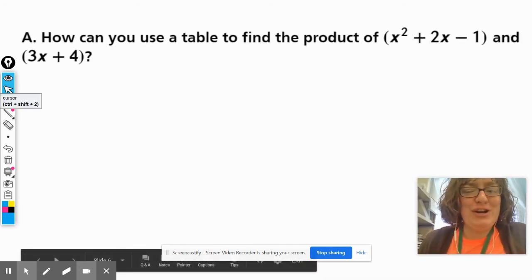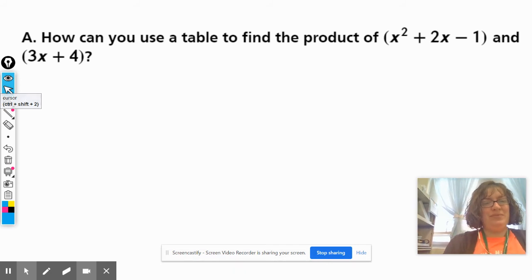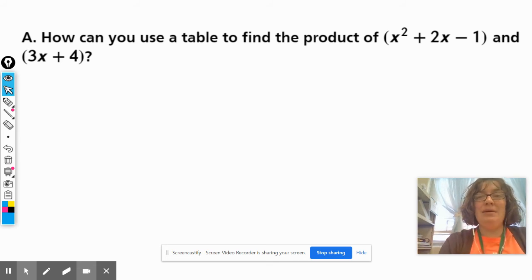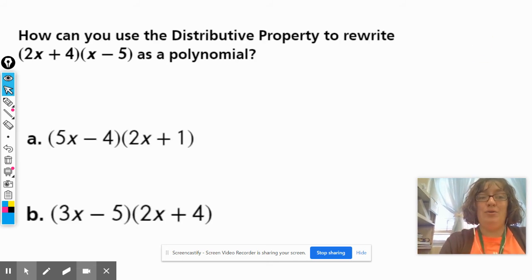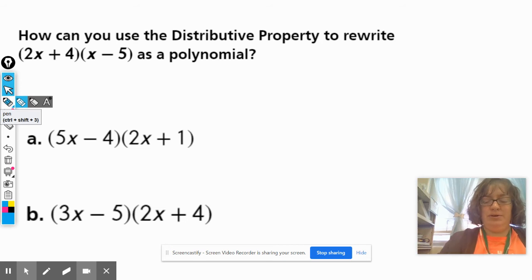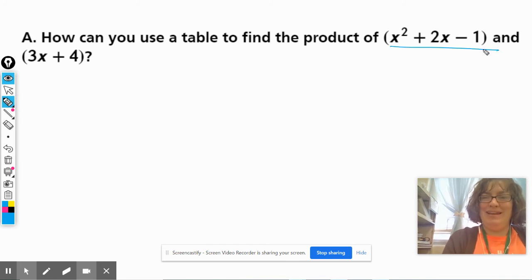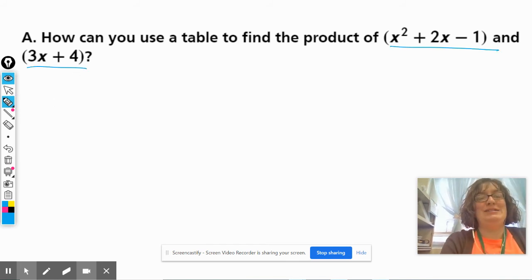All right, let's try a couple of challenge problems here. In this case, they ask us to find the product, so that's still multiplication, but this time they're asking me to find the product of a trinomial, 3 parts, and a binomial, 2 parts.